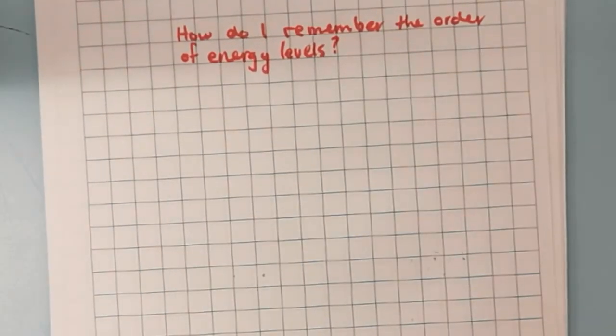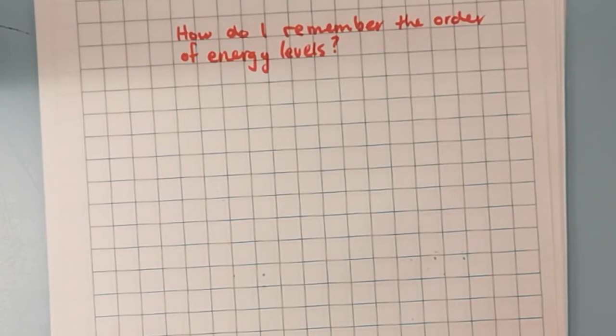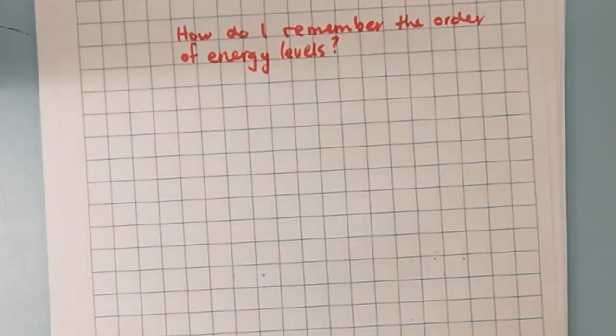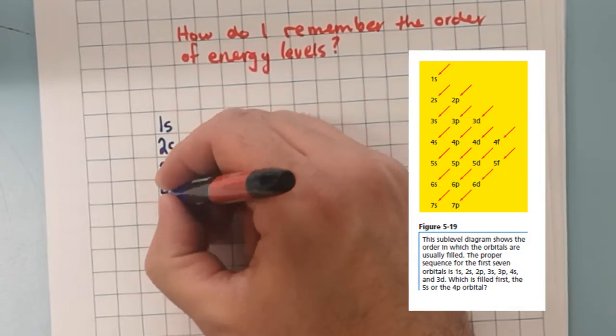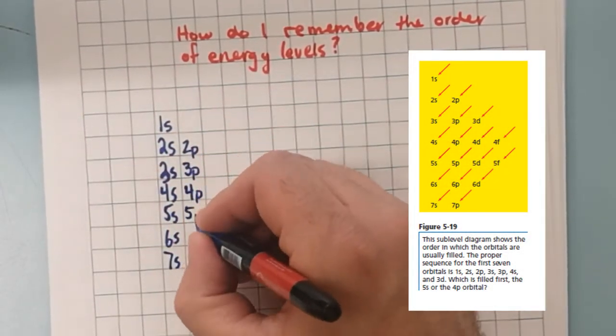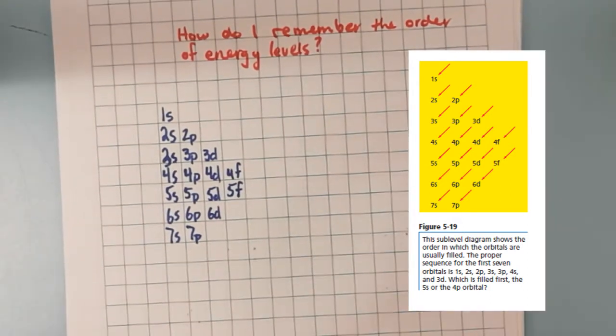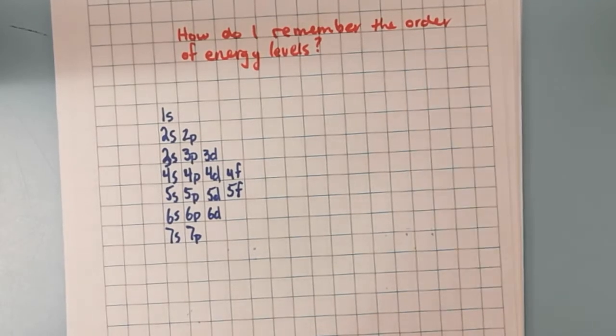A question many students will ask is, how am I supposed to remember the order of energy levels? 3d fills after 4s. What's going on? All right. Let's give this a try here together. Figure 5.19 on page 138 of our textbook describes that this sublevel diagram shows the order in which orbitals are usually filled. Well, let's go over how to use this diagram.